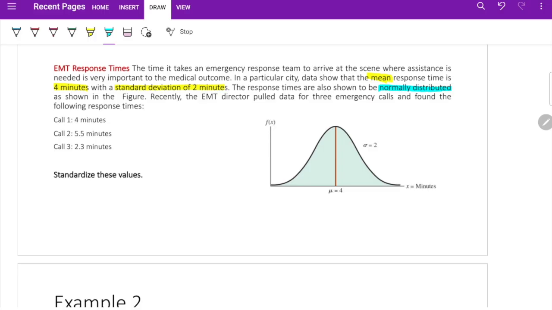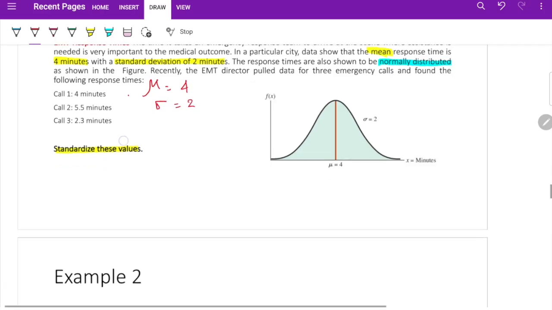This is a relaxing piece of information because now you can use the functions we used in Excel, right? An EMT directly pulled data for 3 emergency calls and found the following response times. Call 1 is 4 minutes, call 2, call 3. The question is very simple: standardize these values. We can use the formula quickly, or the Excel function. Mu is given to us, which is 4. Standard deviation is 2.